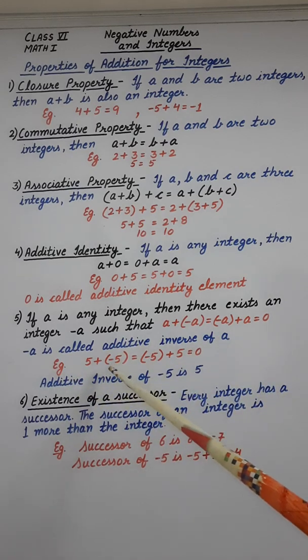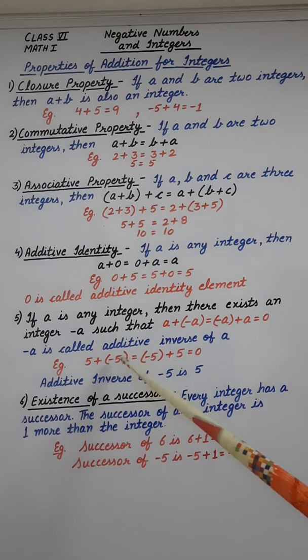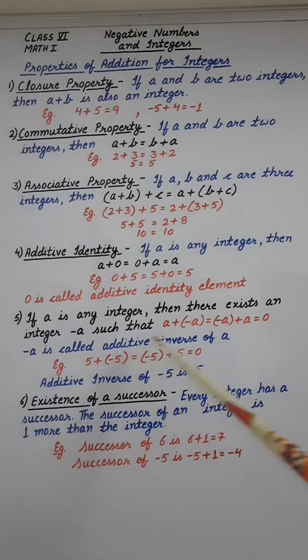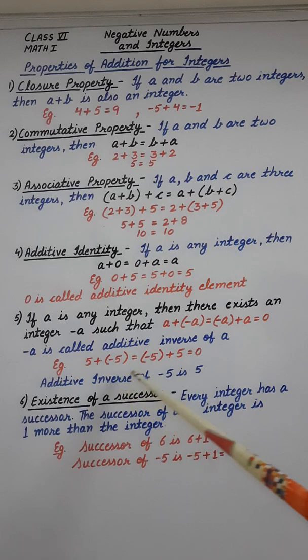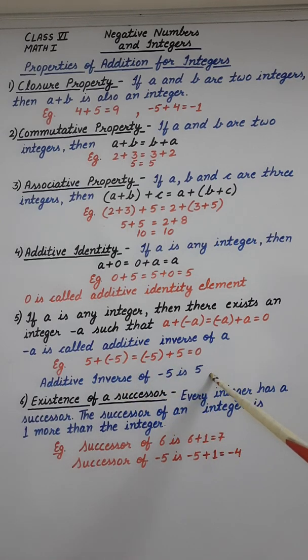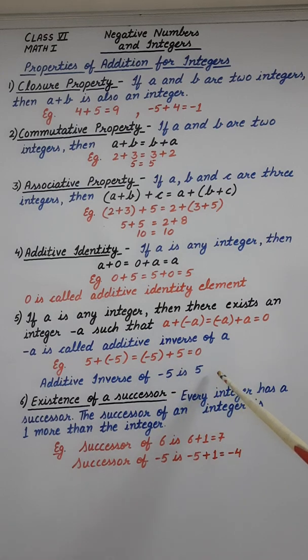For example, 5 is here. Now additive inverse of 5 is minus 5. When we add them, or we write it as minus 5 plus 5, result is 0. So additive inverse of minus 5 is 5, or we can say additive inverse of 5 is minus 5. That means we are changing the sign.